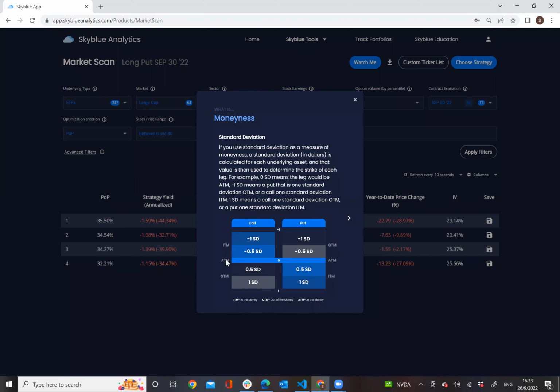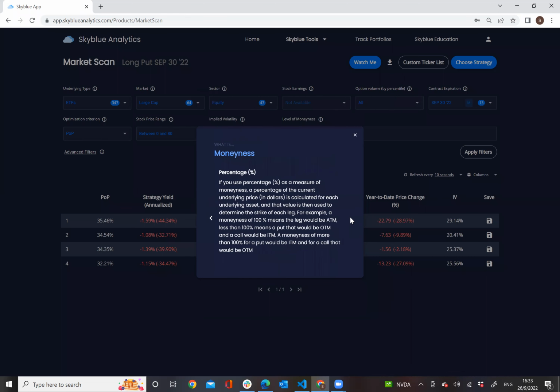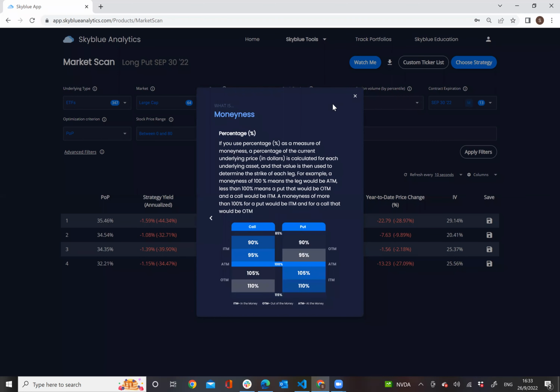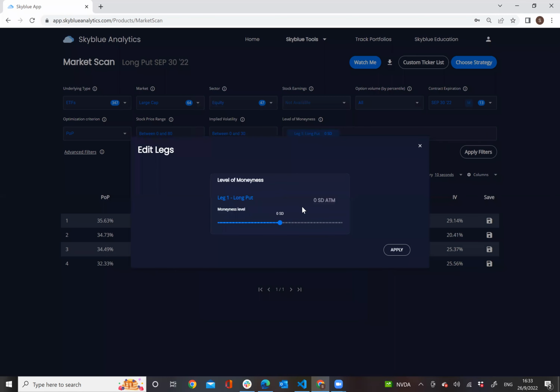The same for calls. If you want to sell a call that is above the current price, it is out of the money. Usually traders tend to use more out of the money contracts than in the money contracts. You can use standard deviation or you can use a percentage. We are going to explain this in a next video because this has to be extremely well explained. It is really important to define the difference between standard deviation and percentage, and we offer both to scan the market.